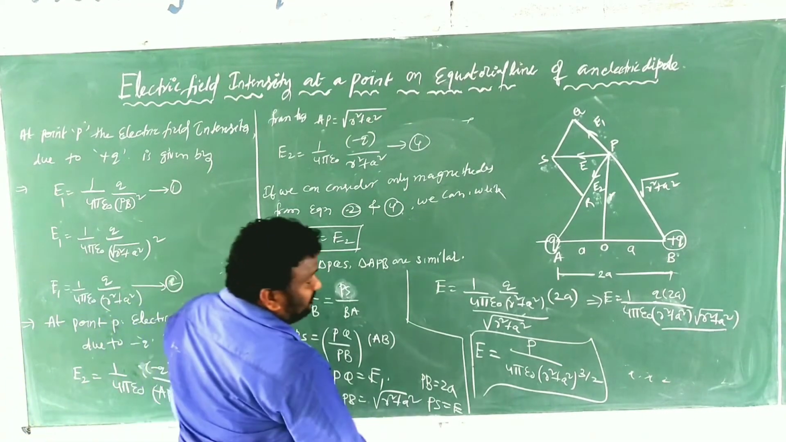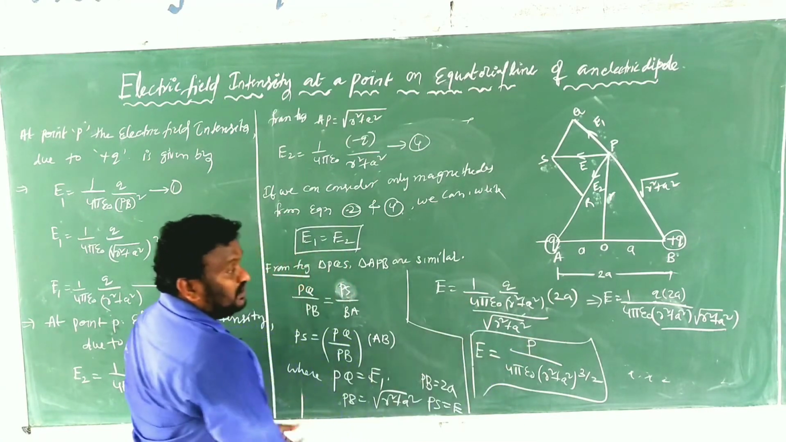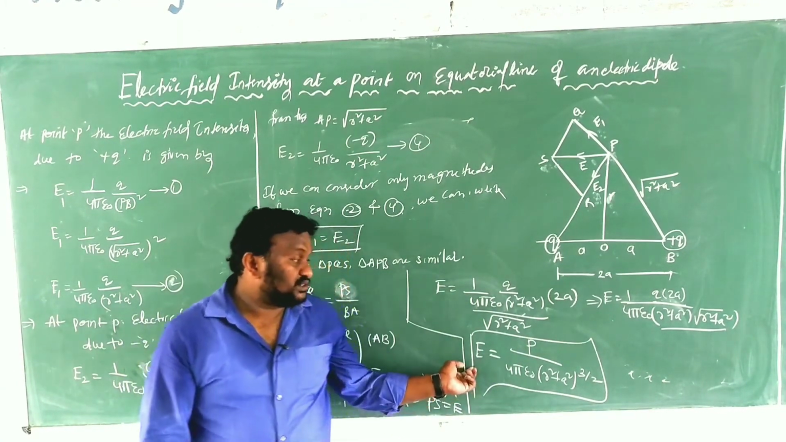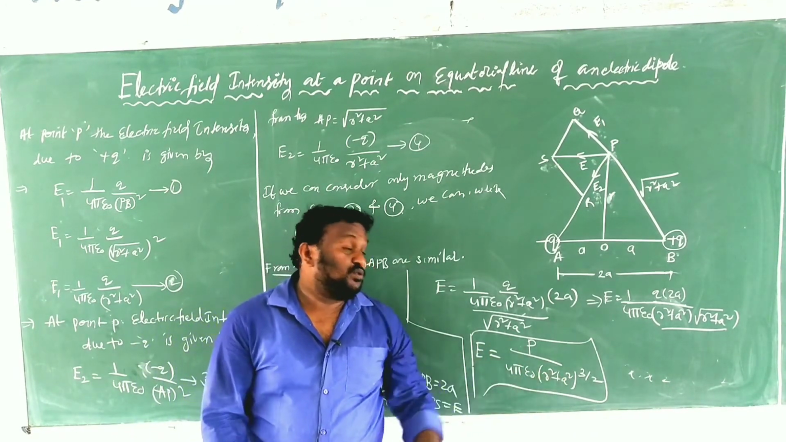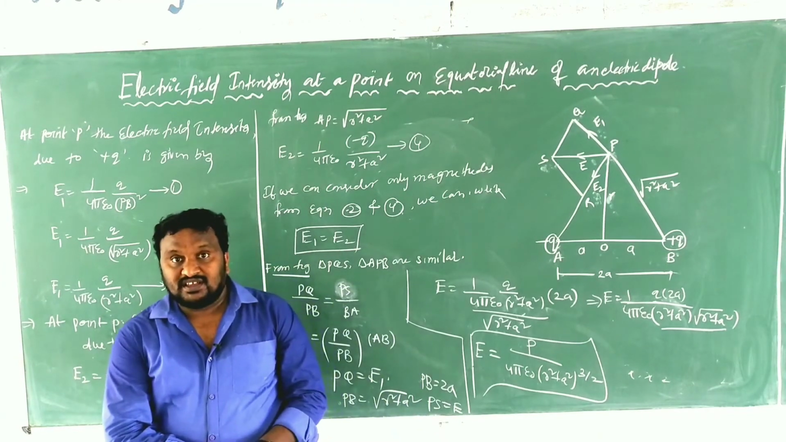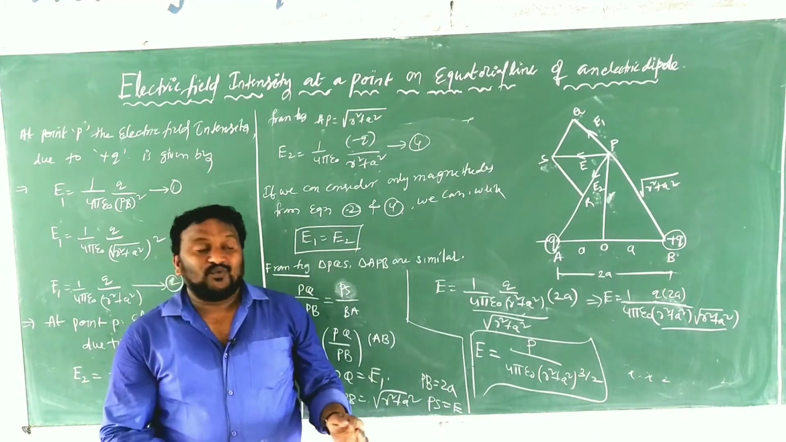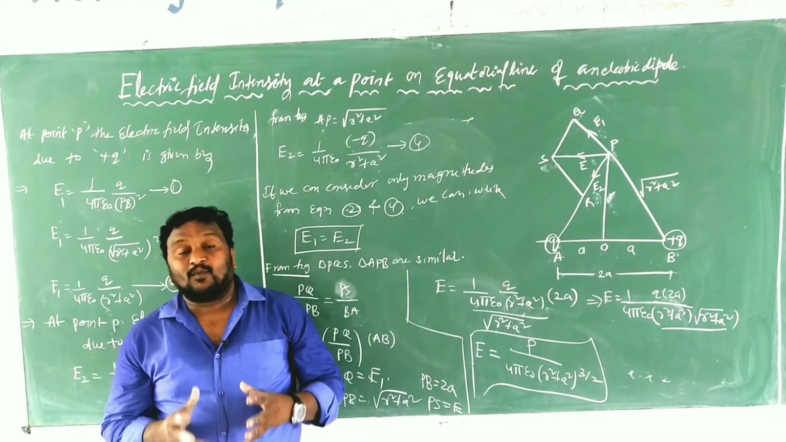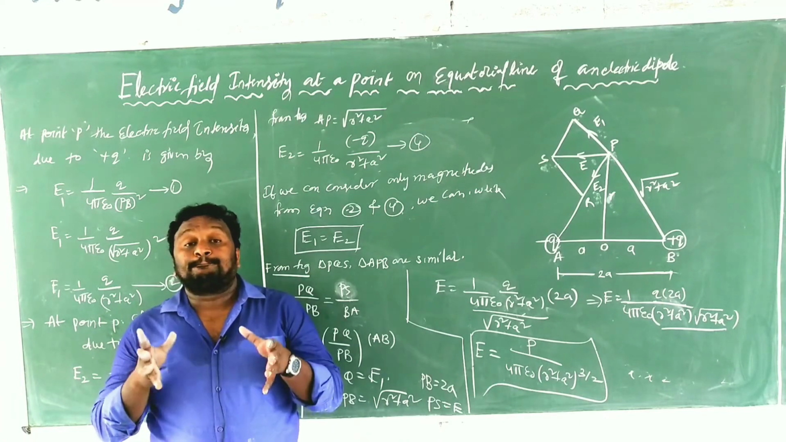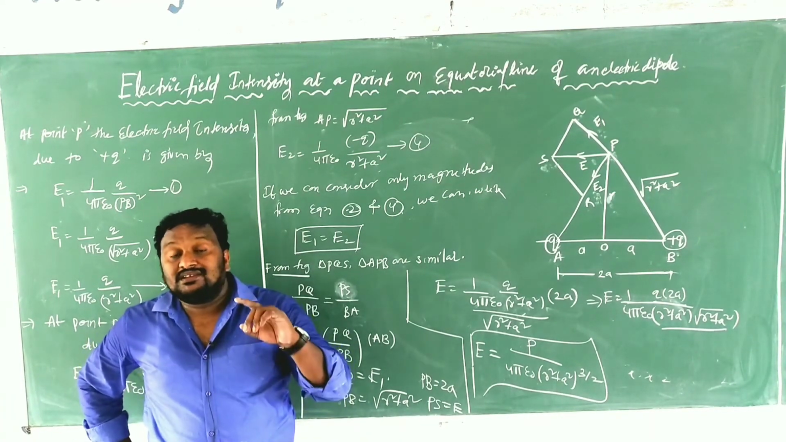After substituting, the equation comes automatically. Now E is equal to P by 4 pi epsilon naught into (r square plus a square) whole power of 3 by 2. In this case we have epsilon naught. What is epsilon naught? What does it mean? That is the permittivity in free space.